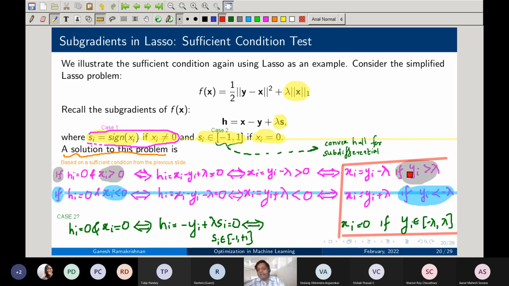What are these two saying? Well, if yi is too positive, then shrink it. If yi is too negative, then grow it by lambda. But if it's neither too positive nor too negative, it's between minus lambda and lambda, let xi become 0. That's sparsity. So this last statement is giving you sparsity in this closed interval. And cases 1 and 2 are basically saying shrink beyond the closed interval.